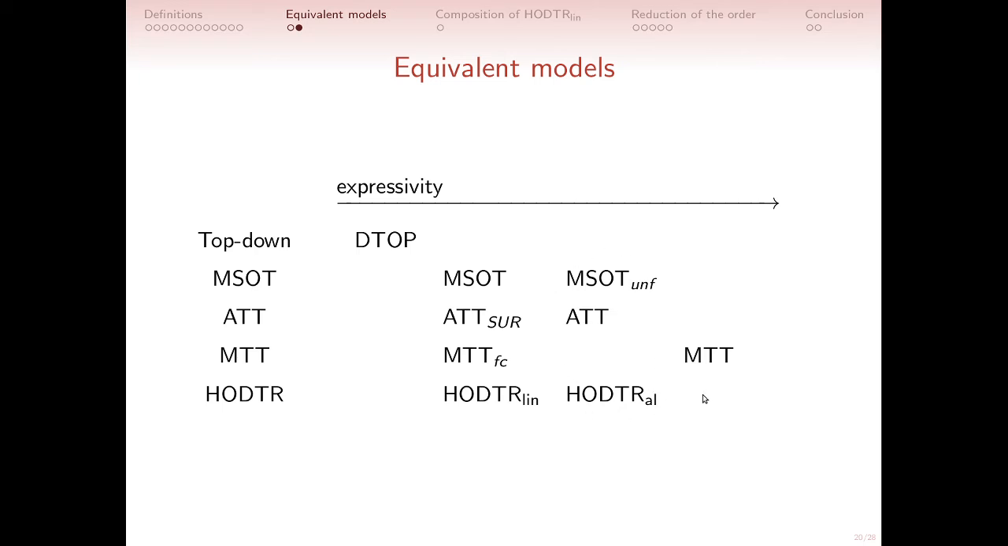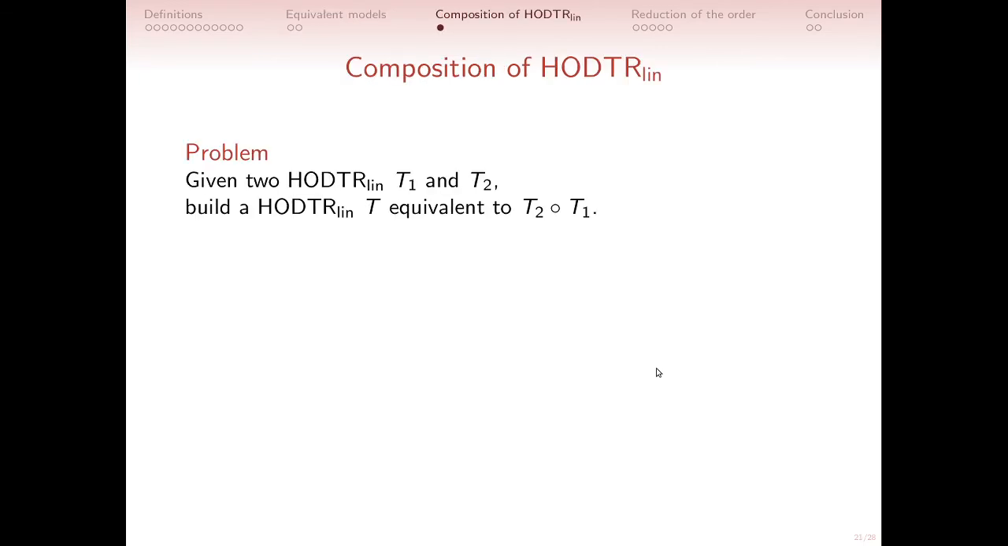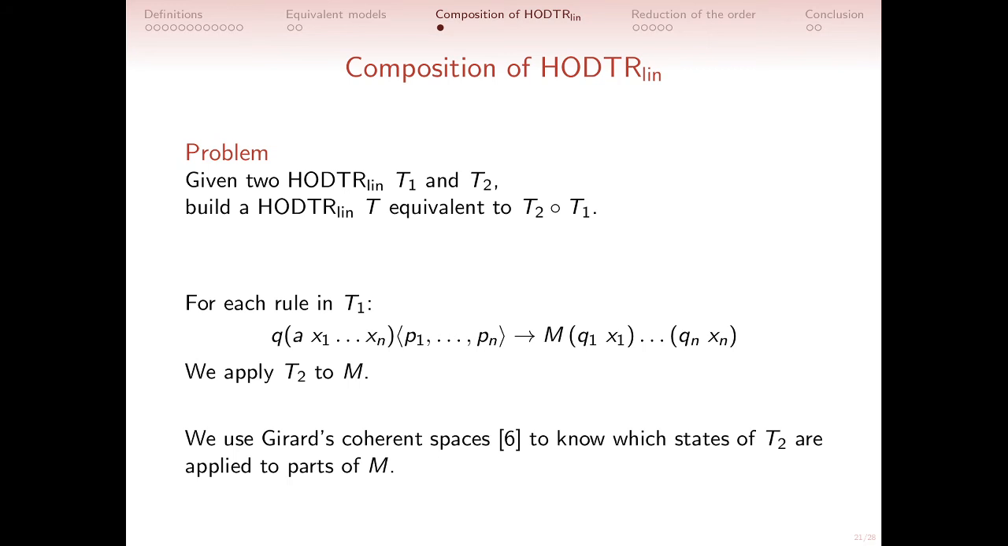We'll now see how we can compute the composition of two transducers that are linear. As I said, the almost linear model is not closed under composition, so it would not be possible. So given two transducers, we try to compute a new transducer that does the composition of the two. For this, we use things from the lambda calculus toolbox. More specifically, we use denotational semantics and coherence spaces defined by Jean-Yves Girard.